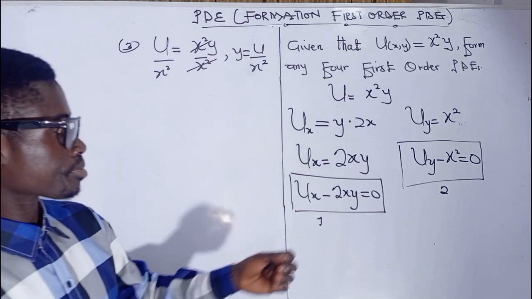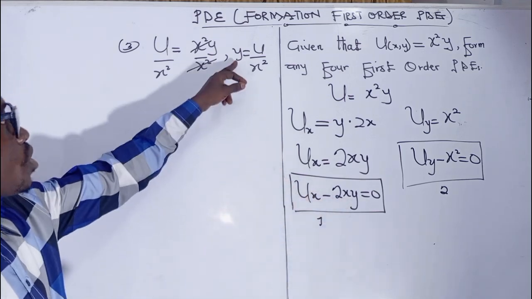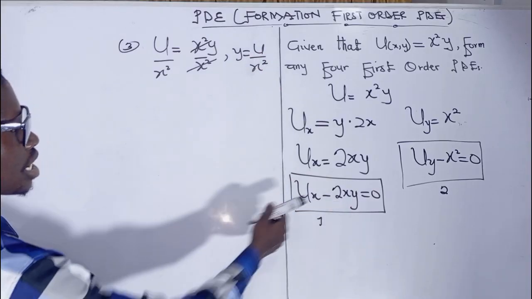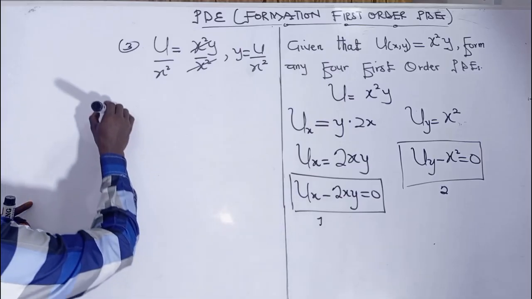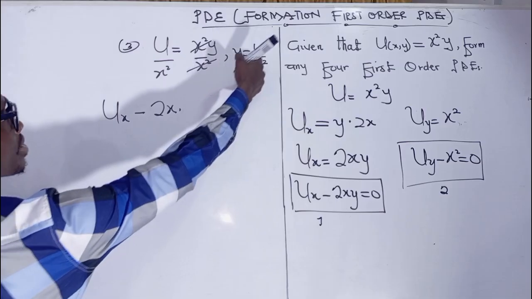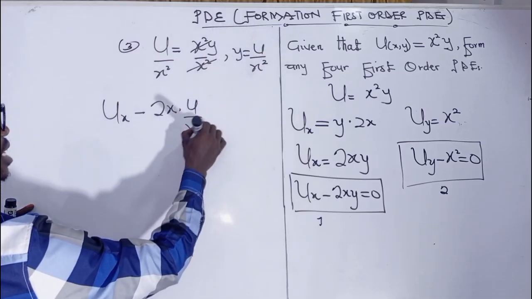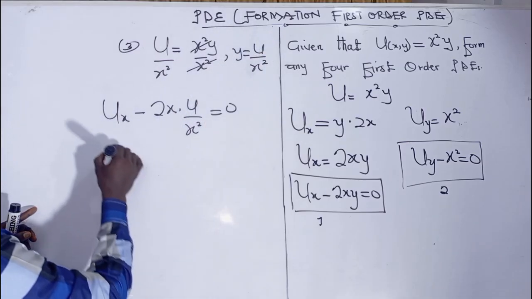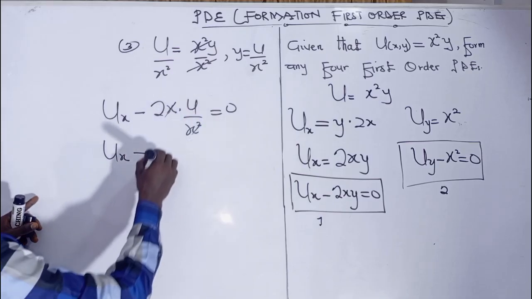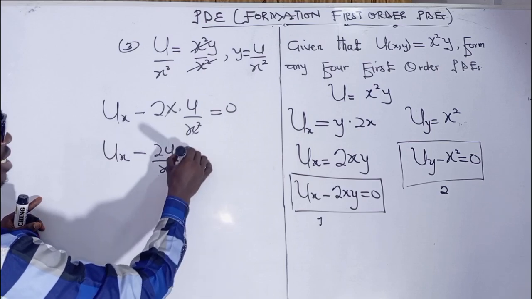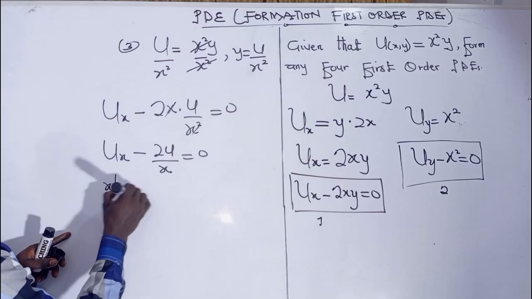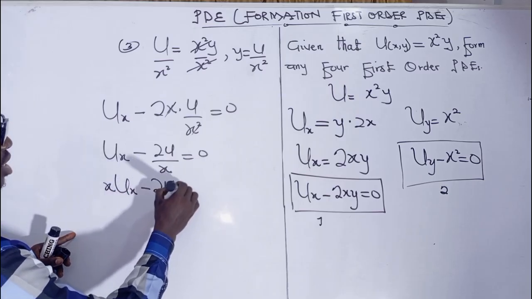So from here, we can substitute y = u/s² in place of y. So from this one, we have u_x - 2x. Our y is given as what? u all over x² is equal to 0. So when we do some small algebra, this will cancel one of the x. We are left with 2u all over x is equal to 0. When we multiply through by x, we are going to get x u_x - 2u = 0.